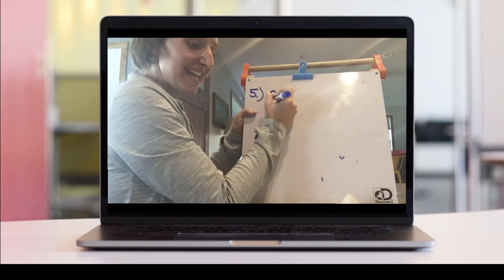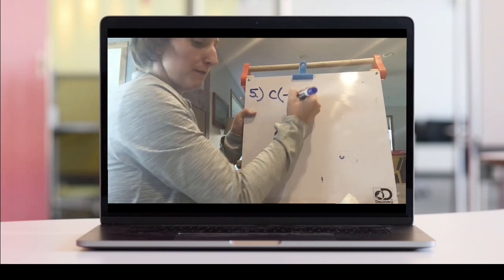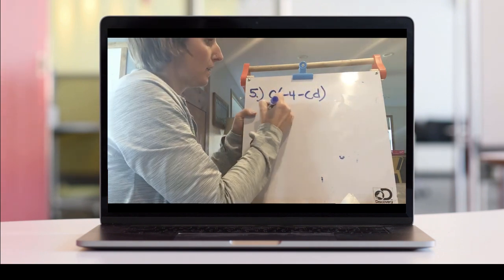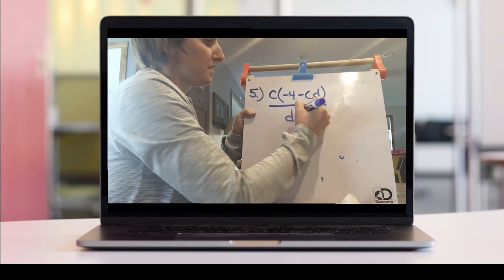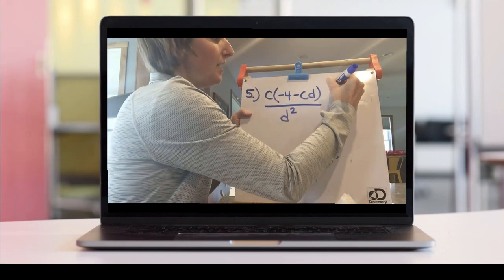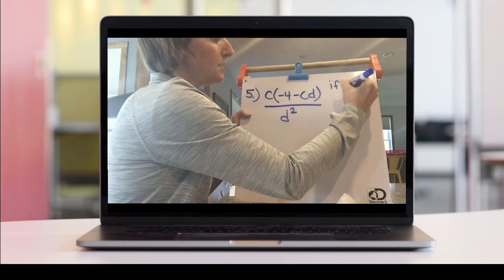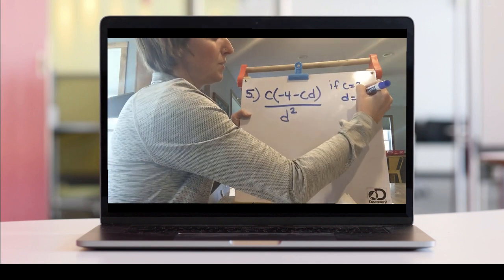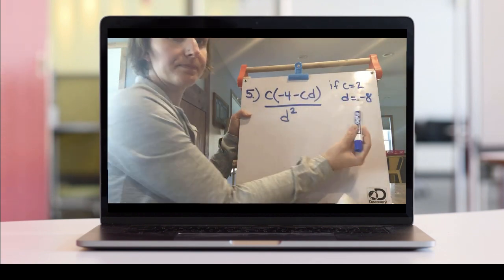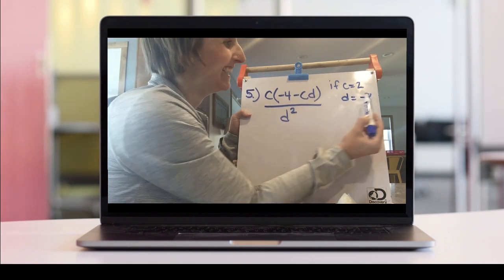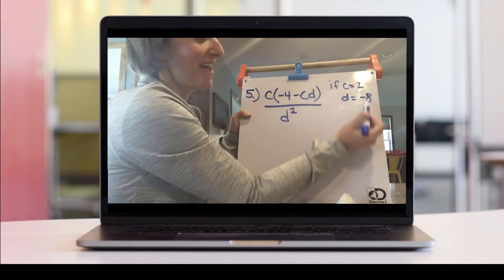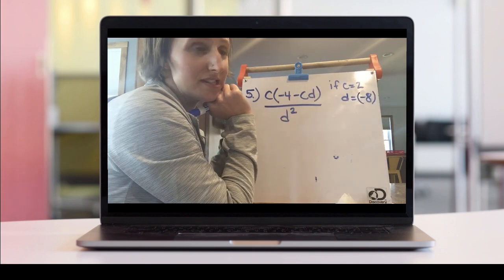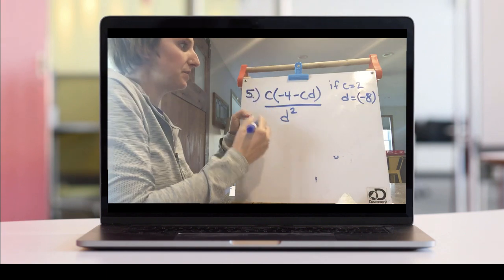Here we go. C times the group negative 4 minus CD over D squared. And we need to evaluate if, write this with me, C equals 2 and D equals negative 8. That's a negative 8. Now, look at these values. Are any of them negative? Yes. So bring in that isolating parenthesis, okay? Here we go. Let's substitute in.